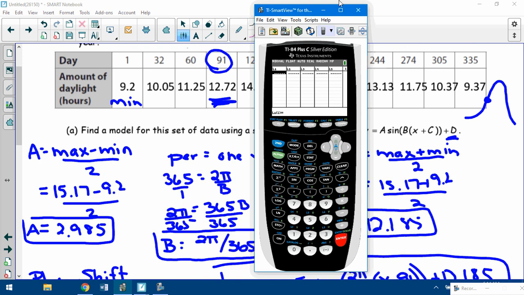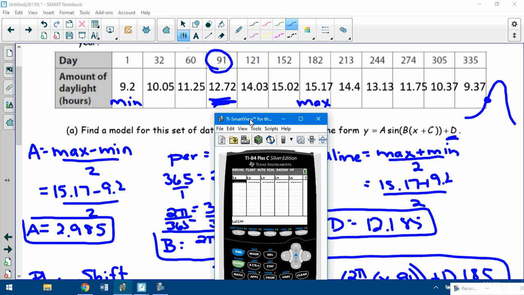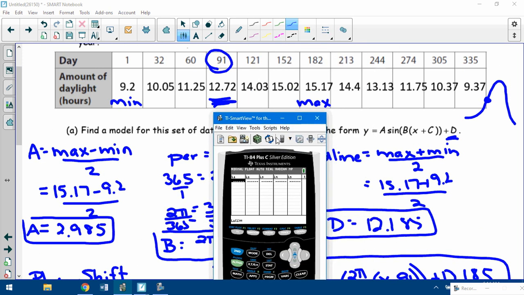And let me get up to the data so that I can see what I'm typing in here. We're typing in 1, 32, 60, 91, 121, 152, 182, 213, 244, 274, 305, and 335. Okay, so there's our L1.